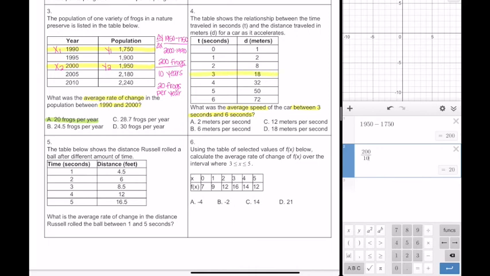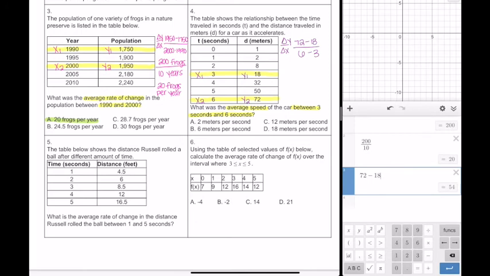So we're looking at 3, 18 and 6, 72. Right, 72 minus 18 is 54. So that's 54 what though? 54 meters per 6 minus 3 is 3, but 3 what? Seconds. So the process of interpreting the rate of change.